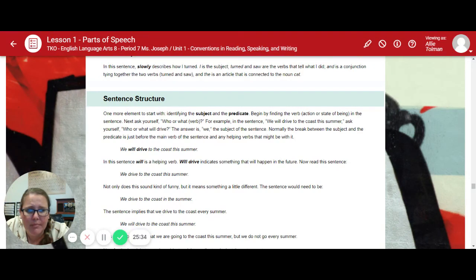Normally, the break between the subject and the predicate is just before the main verb of the sentence and any helping verbs that might be with it. We will drive to the coast this summer. In this sentence, will is a helping verb. Will drive indicates something that will happen in the future.